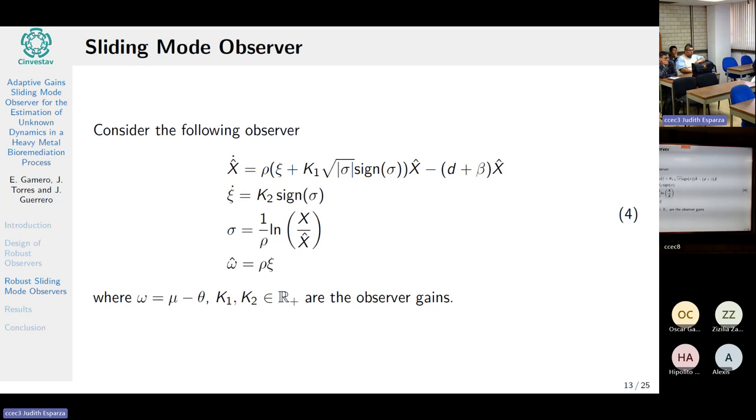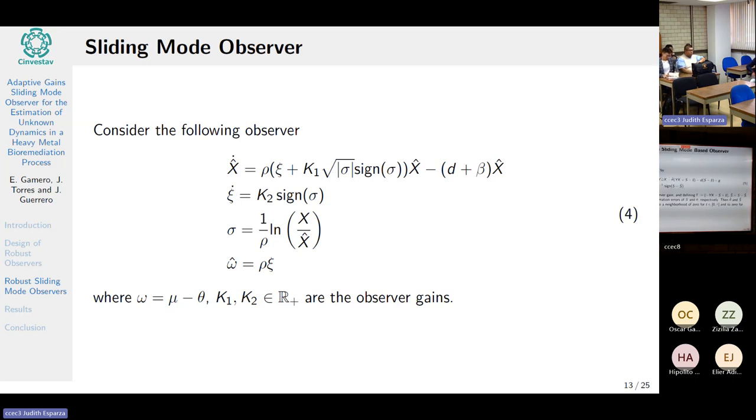Now, we're going to analyze some of the sliding mode observers that we use in this paper. We present some observers for the dynamics. This omega has this mu, that is the growth rate, minus this theta, that is our disturbance associated to the dilution factor. So we are going to use this observer, that is a sliding mode observer, a super twisting algorithm. This K1 and K sub index 2 are the gains of our sliding mode observer, and these are our sliding surfaces applied to the super twisting algorithm.